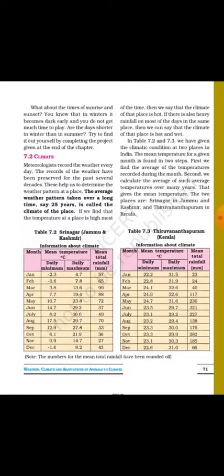What about the time of sunrise and sunset? You know that in winter it becomes dark early and you do not get much time to play. Are the days shorter in winter than summer? Try to find it out yourself by completing the project given at the end of the chapter.